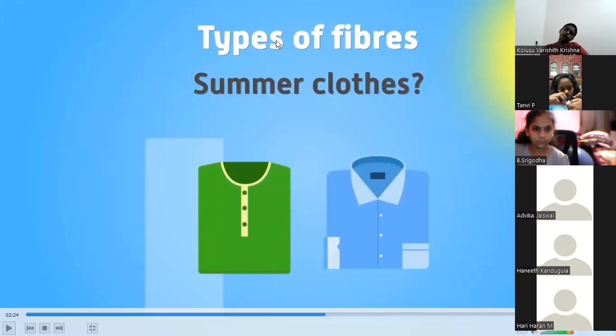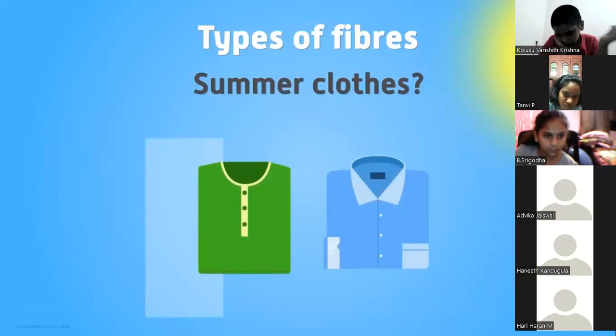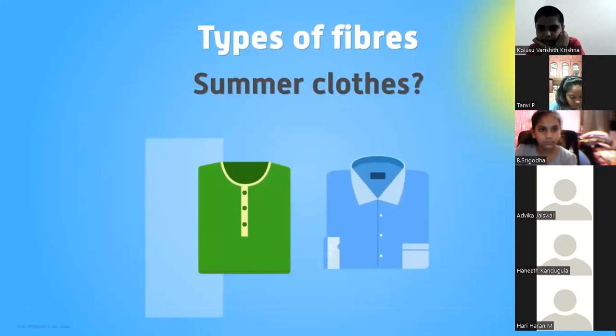Yes, sir. We should prefer cotton cloth in summer because it is very hot during summer, and cotton allows a large amount of air to pass through it. It also absorbs sweat. So that is the main point. We are supposed to wear cotton clothes. Very good. Sir, cotton is a highly absorbent fabric and can easily absorb sweat from the skin during the summer. Very good.